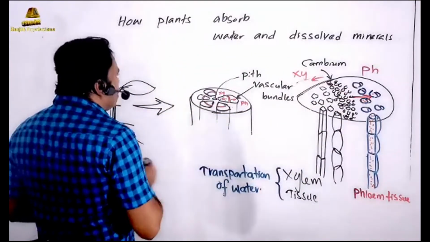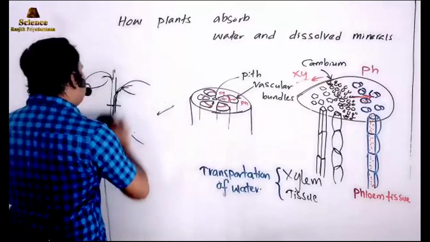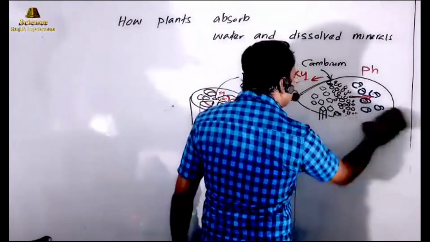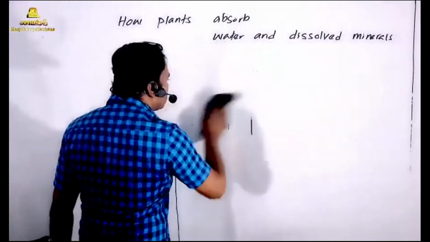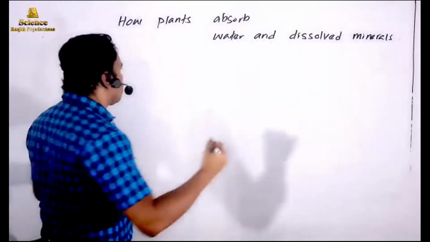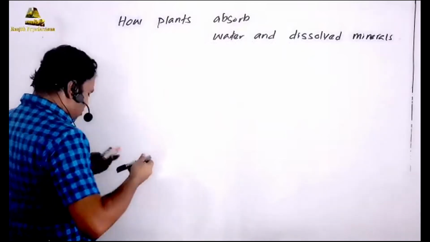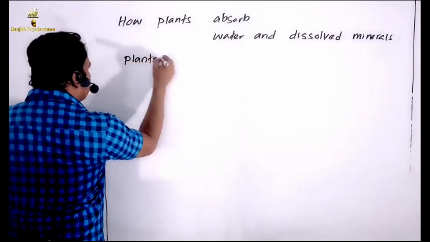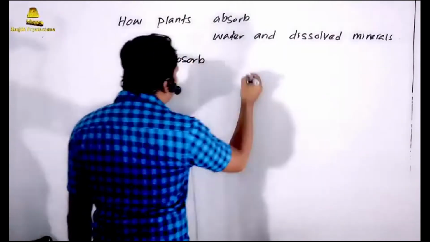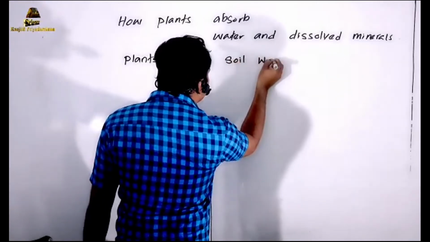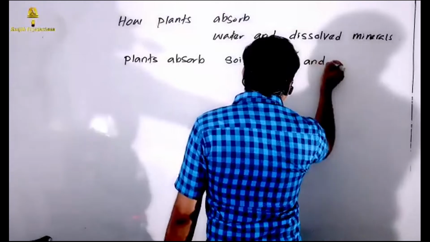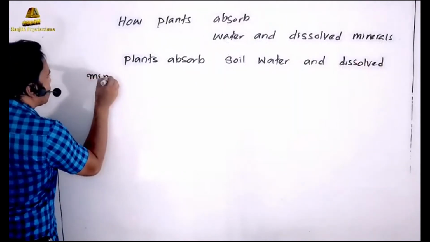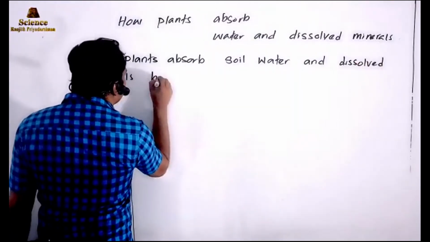Okay, now we write a brief introduction. Api පොඩ්ඩක් ලියගමු. Plants absorb soil, water, and dissolved minerals by roots.